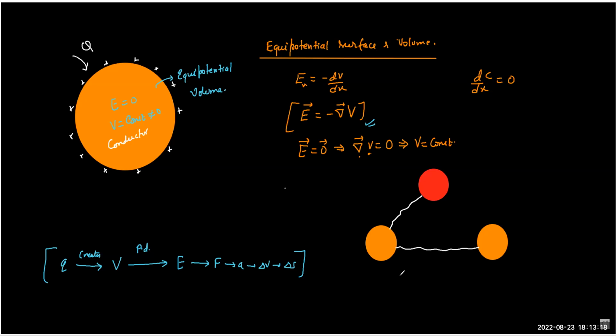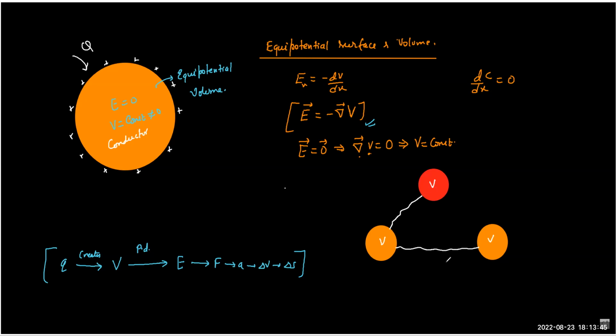The moment you make a connection, they all become one, and they will make sure that whatever is the potential here, the same is here, the same is here. So all are now a single conductor. It is no longer like three conductors as you claimed earlier. There's only one conductor. Under electrostatic condition, all will have the same potential.